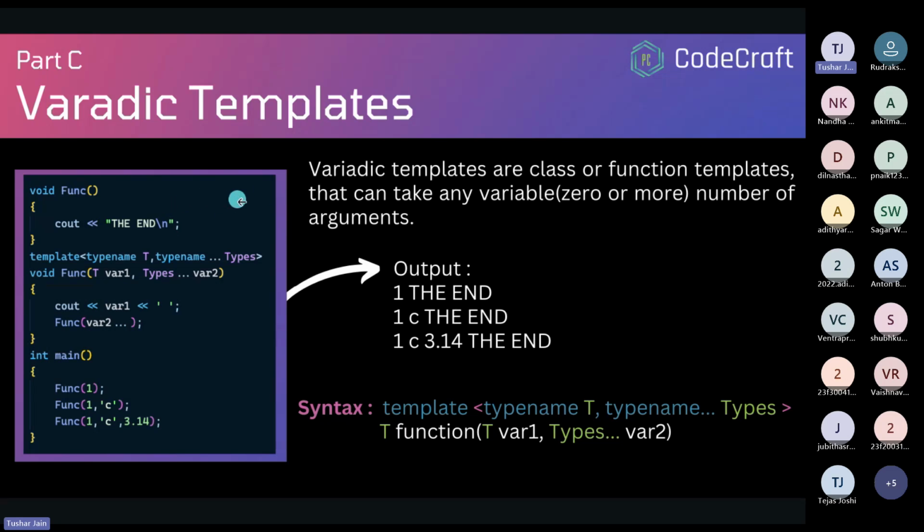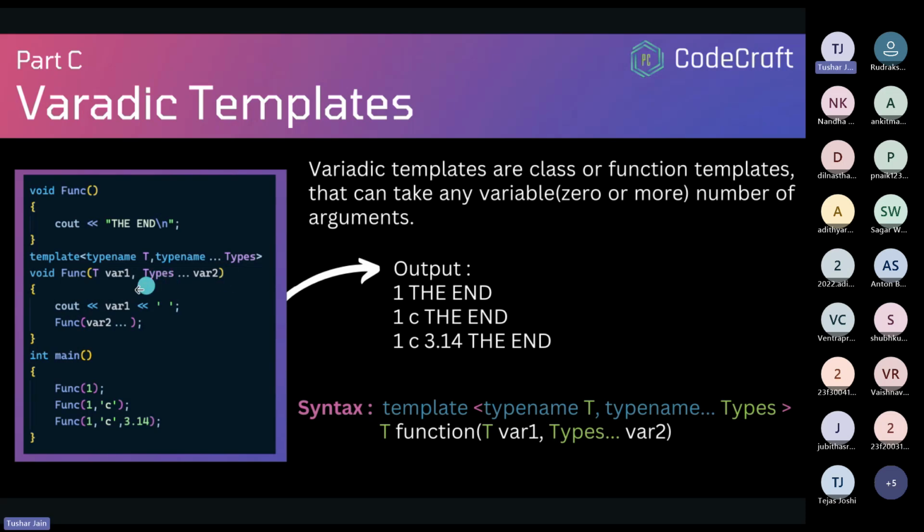The way we define variadic templates is different from all the previous methods. First skip this part, I will come to this part later. First, let's look at this part: template, typename T, which is the normal thing. Then typename, these 3 dots and Types. What this means is that typename T means the type of the first argument that we are passing into the function, and then typename triple dot and Types is sort of writing all the other arguments as a single thing.